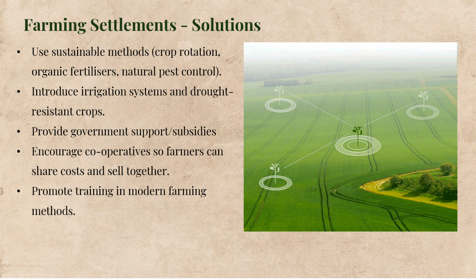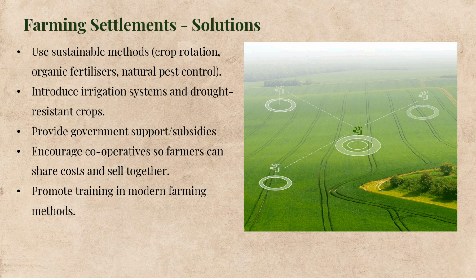So let's discuss some of the solutions to these farming problems. Farmers should try to use sustainable methods. This could include things like crop rotation, meaning you plant different crops instead of one to rejuvenate the soil. Farmers can also use organic fertilizers like manure and compost and natural pest control. They can introduce different types of irrigation systems and drought-resistant crops that require less water.